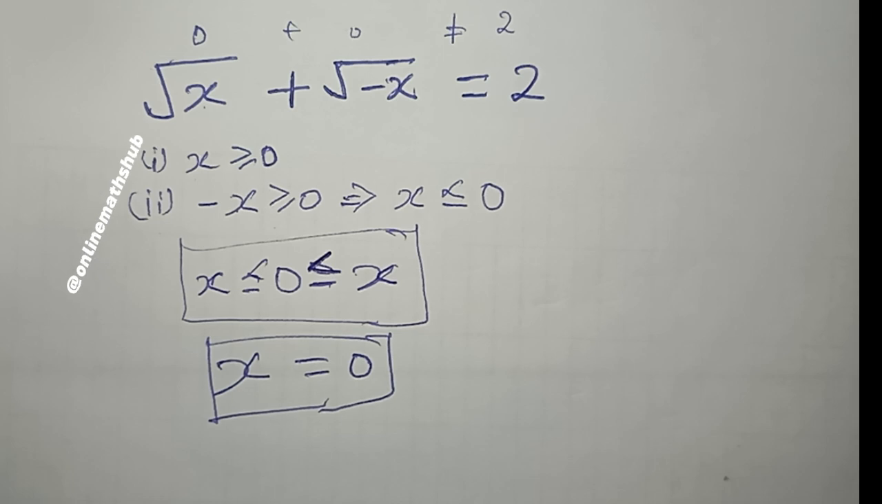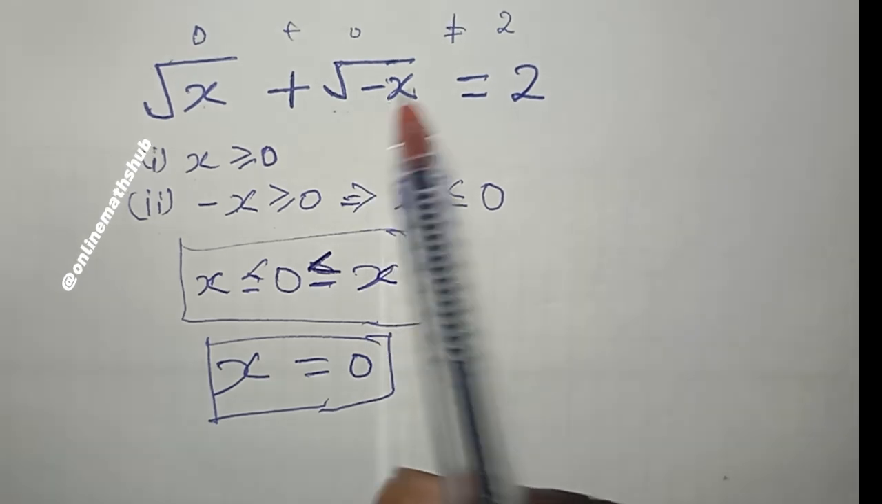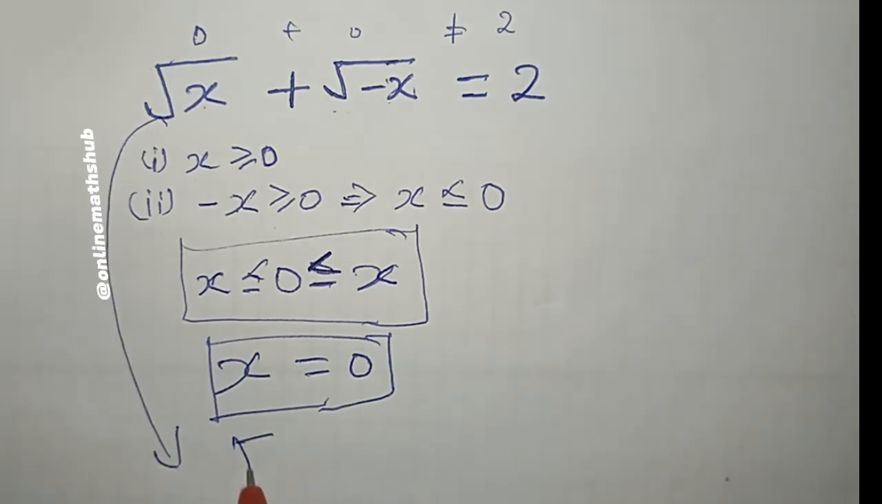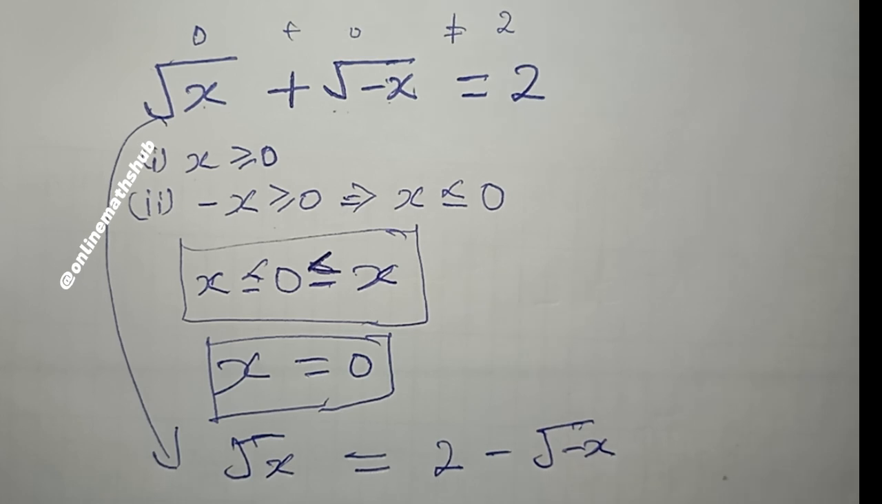But of course we've also got to solve it. We can still find out the value of x. So what we are just going to do is extend the solution to complex numbers. So we're going to be getting some complex numbers that are going to satisfy this equation. What we do is just move this root negative x to the right hand side, and if I do that, the equation becomes root x is equal to 2 minus root negative x.